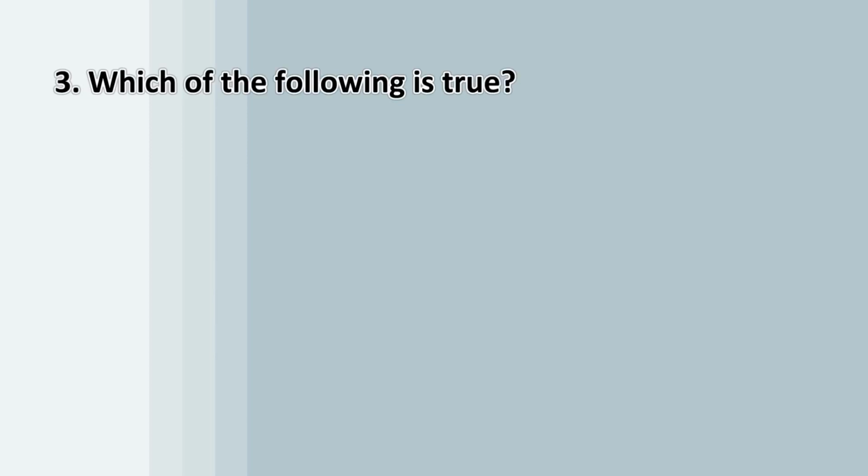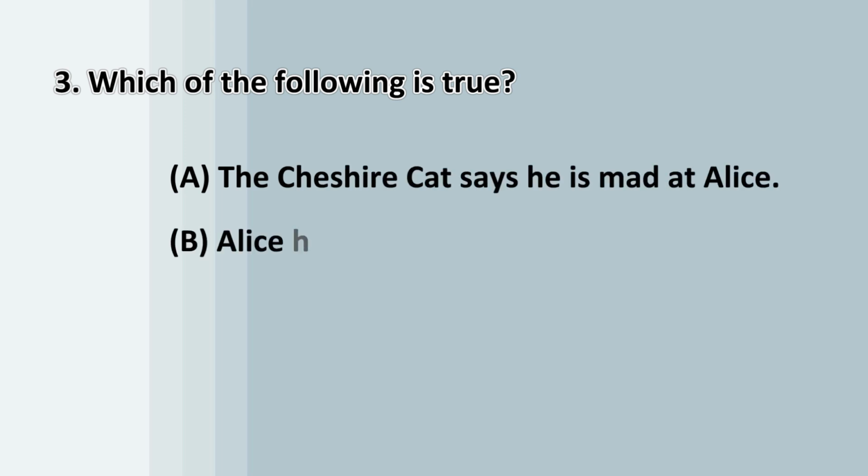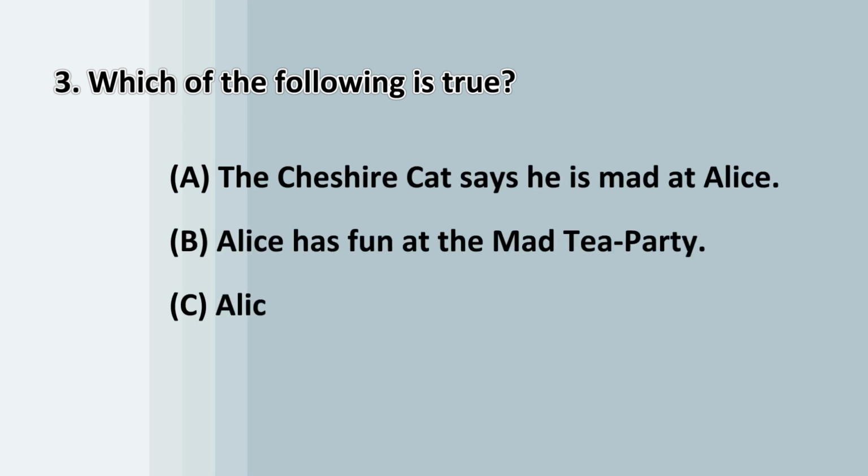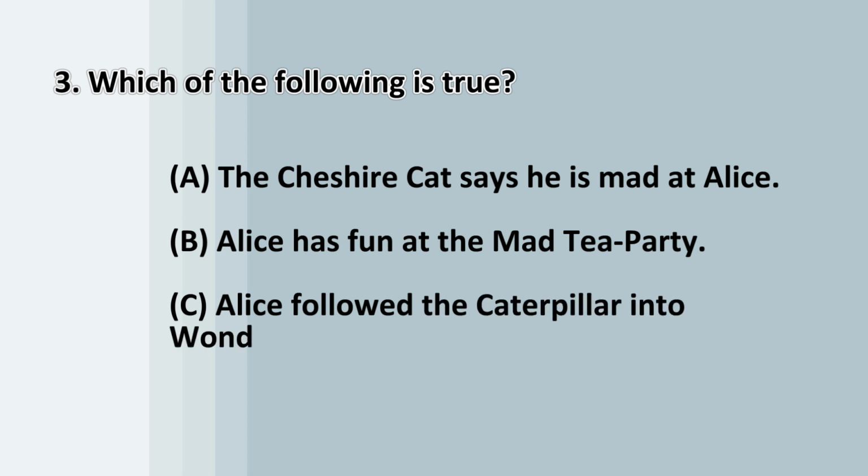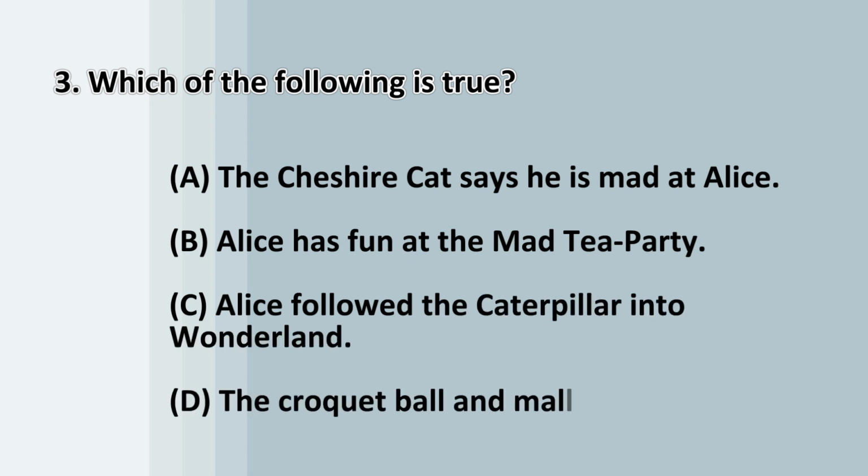Okay, on to question 3. Which of the following is true? A, the Cheshire Cat says he is mad at Alice. B, Alice has fun at the mad tea party. C, Alice followed the caterpillar into Wonderland. Or D, the croquet ball and mallets are living animals. The question again is, which of these statements is true?